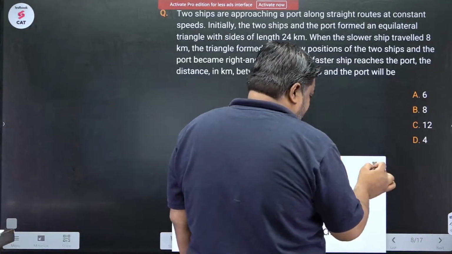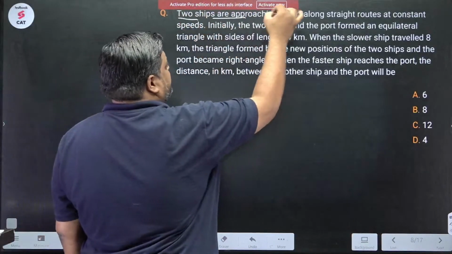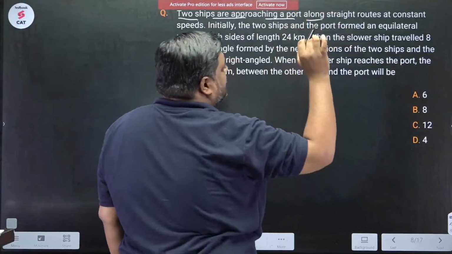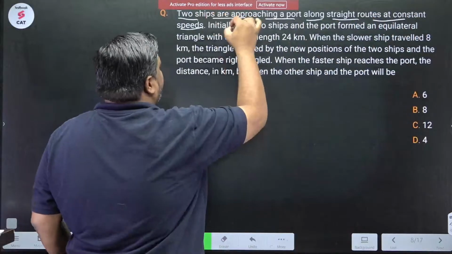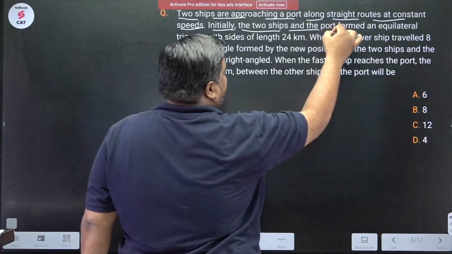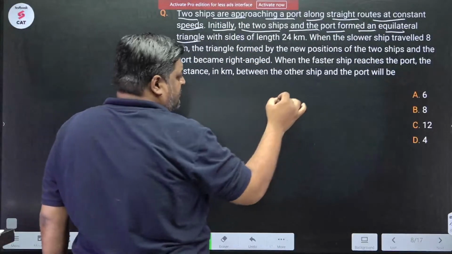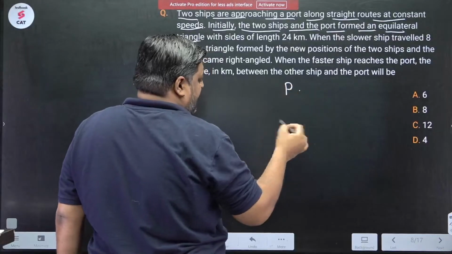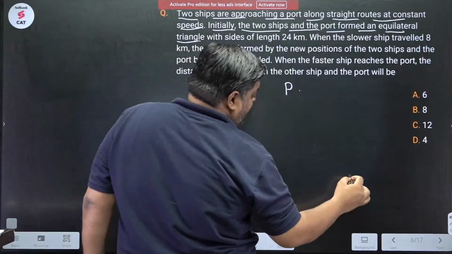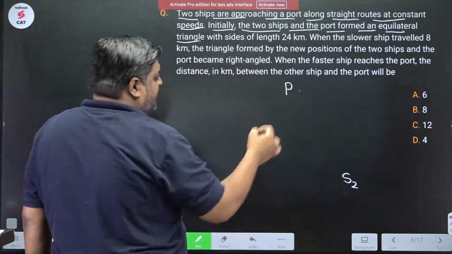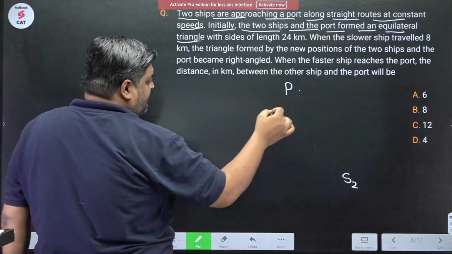देखो, read the question carefully. Question में क्या है? You have two ships approaching a port across in straight routes at constant speed. Very good. Initially, the two ships and the port form an equilateral triangle. So जो port है, and the two ships, let's say S1 and S2, they form an equilateral triangle.